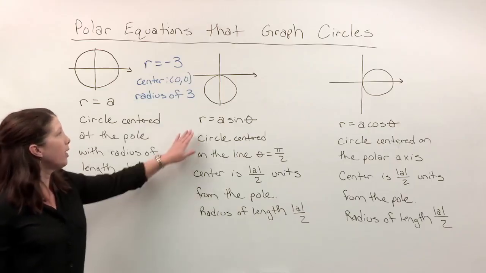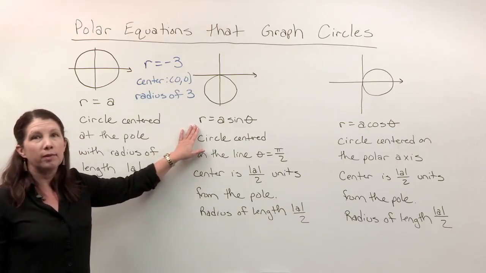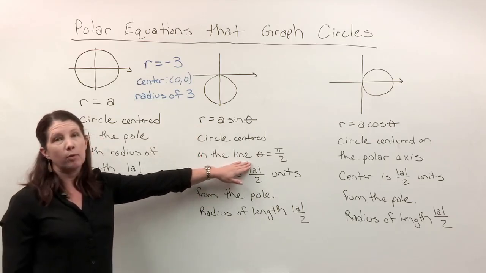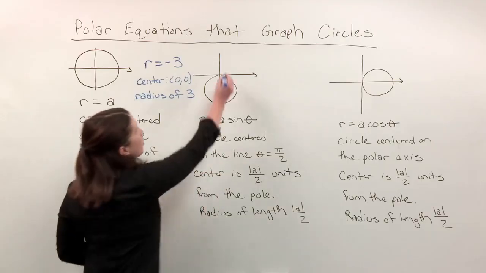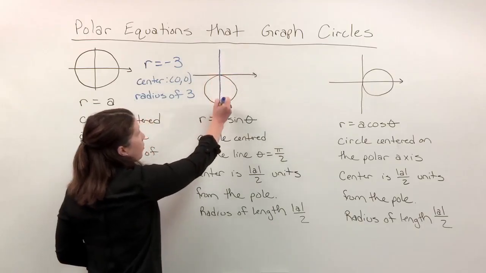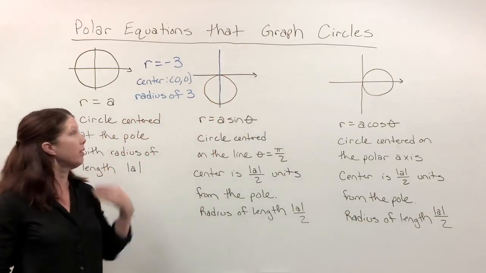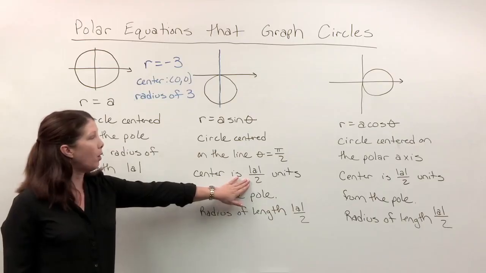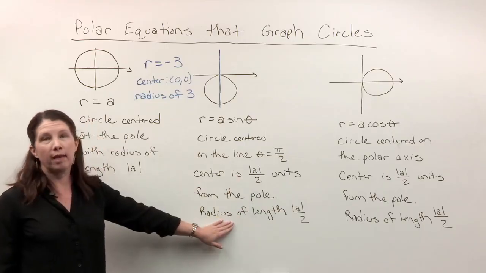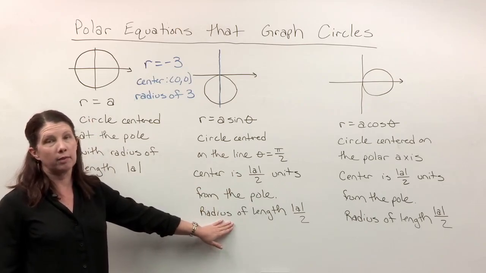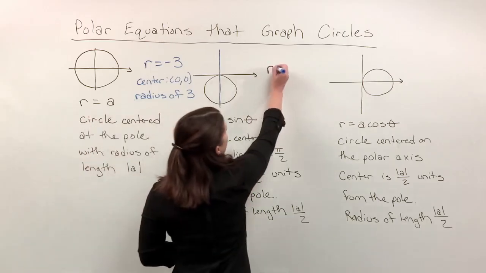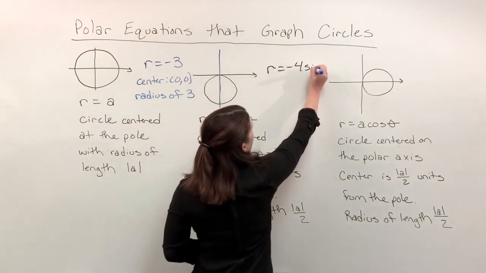The second type of equation that we'll look at is an equation in the form r equals a sine theta. An equation in this form will also graph a circle. The circle will be centered on the line theta equals pi over 2, which would be on the y-axis if we were talking about a rectangular coordinate system. The center will be the absolute value of a over 2 units from the pole, and the length of the radius will be the absolute value of a over 2 units. So for example, the equation of this circle might be r equals negative 4 sine theta.